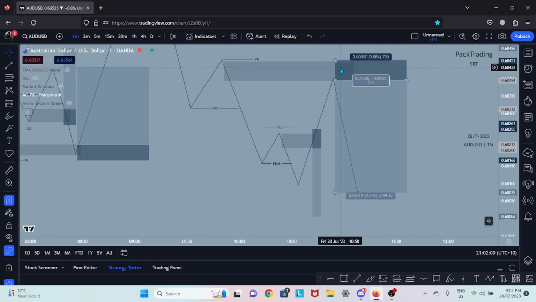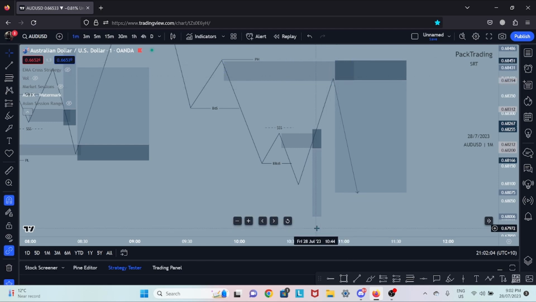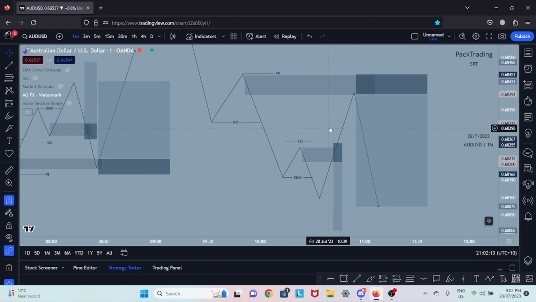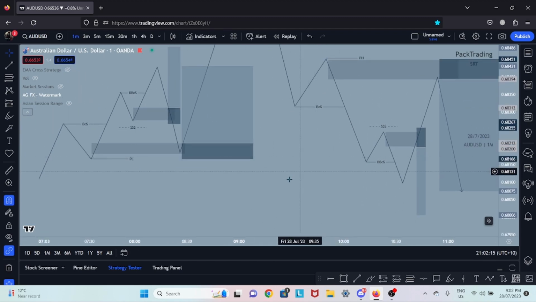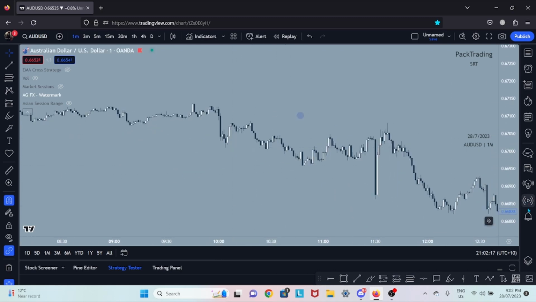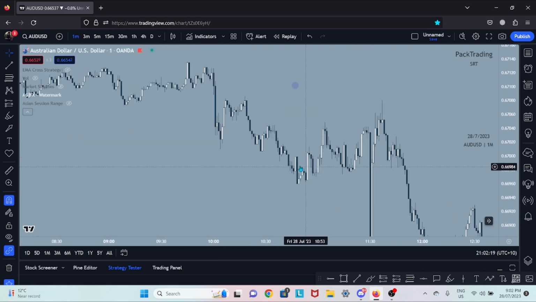You get taken out, and then price just taps into another supply and then runs, and you're probably going, I entered, I had the bias correct, it went in your direction, but it didn't. It took you out before you made money. So that's why it's really important to spot this. Now, I think I have a live example here, which I found.